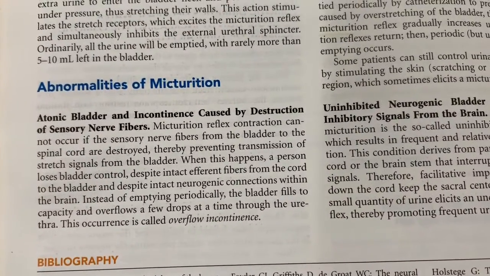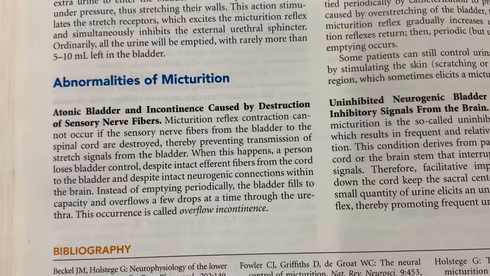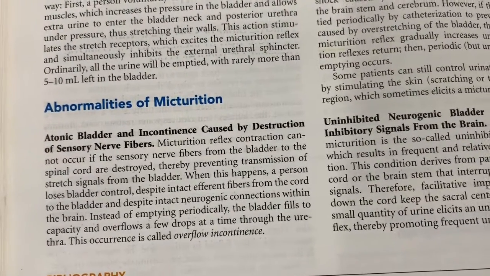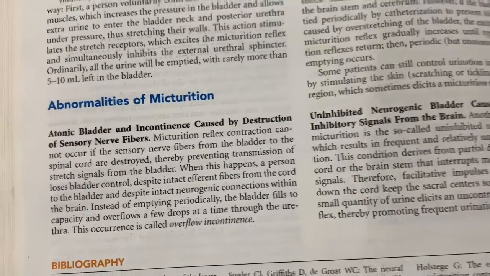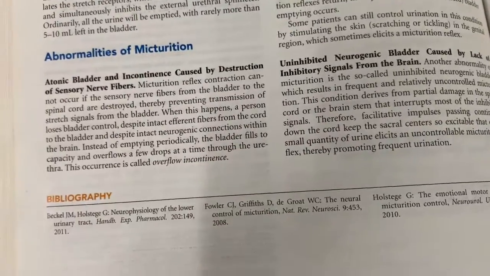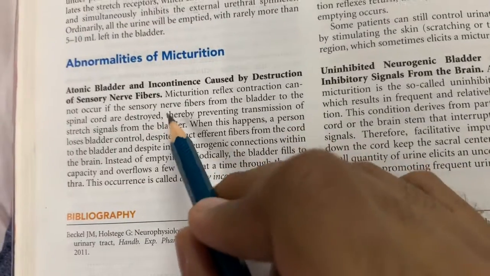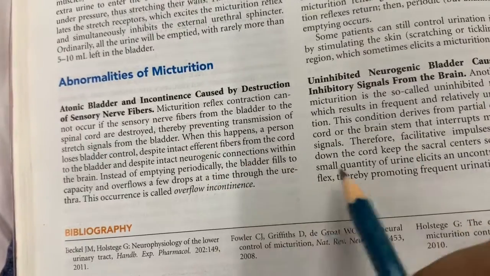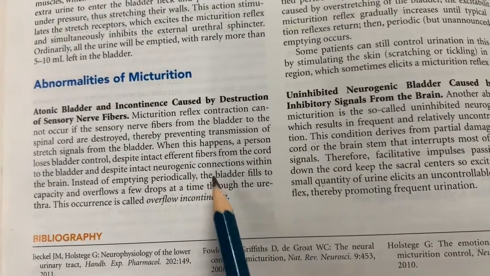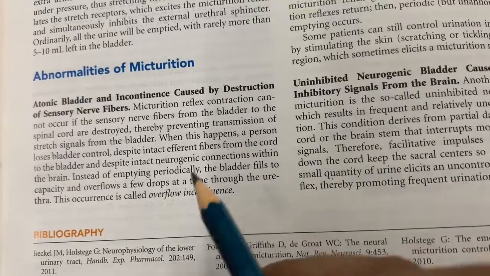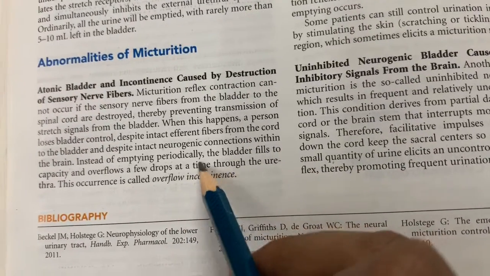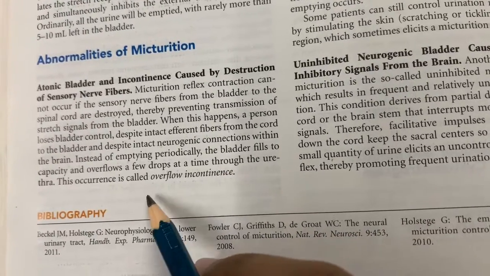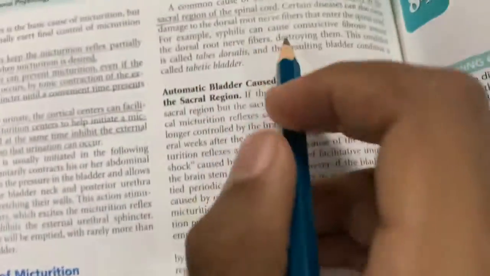Coming to abnormalities of micturition: atonic bladder and the incontinence caused by destruction of sensory nerve fibers. Micturition reflex contraction cannot occur if the sensory nerve fibers from the bladder to the spinal cord are destroyed, thereby preventing transmission of stretch signals from the bladder. When this happens, a person loses bladder control despite intact efferent fibers from the cord to the bladder and despite intact neurogenic connections within the brain. So instead of emptying periodically, the bladder fills to capacity and overflows a few drops at a time through the urethra. This occurrence is called overflow incontinence.